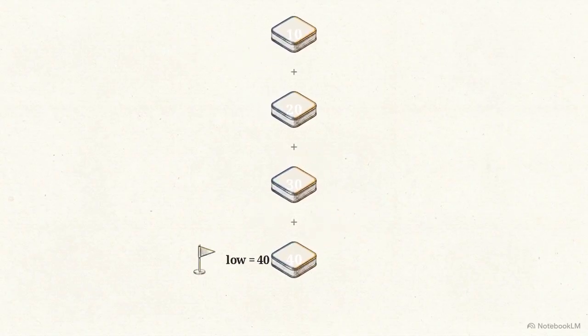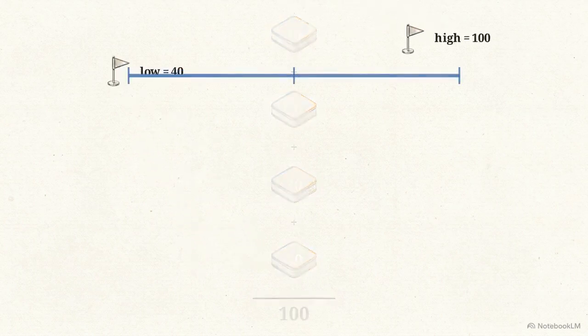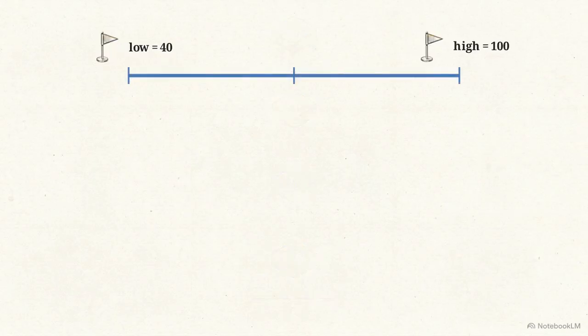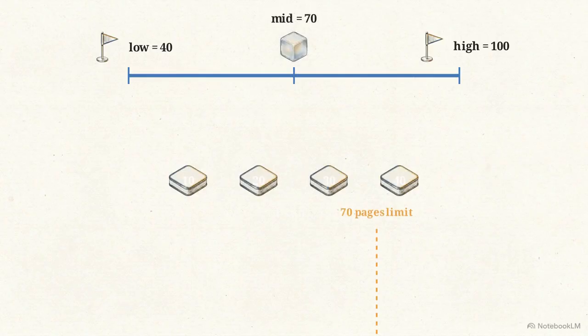And what is the highest possible limit? If there is only 1 student, they have to read every single book. Adding these up gives us 100, which becomes our upper bound, or high. This creates a sorted range from 40 to 100. We know our optimal answer must exist somewhere on this line.